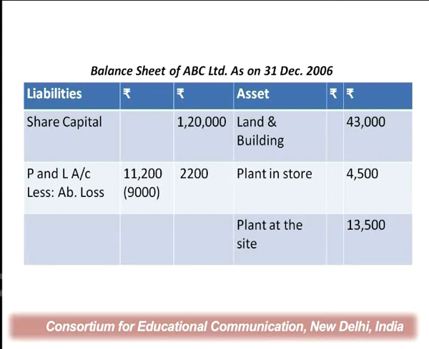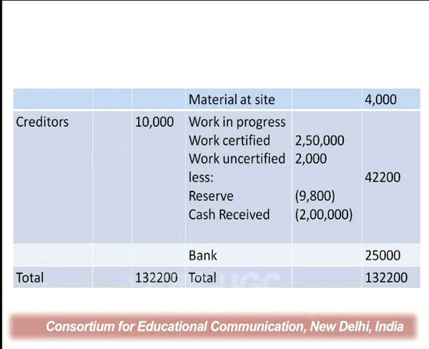But out of this 11,200, there is this abnormal loss, because you have lost some material and stores which is of abnormal nature, which we have shown on the credit side of the contract account. So this loss of 9,000 will be deducted from the profit that has been taken from the profit and loss account. So less abnormal loss 9,000 rupees. Let me take the liability side first. Creditors given 10,000 rupees. This is the liability side.